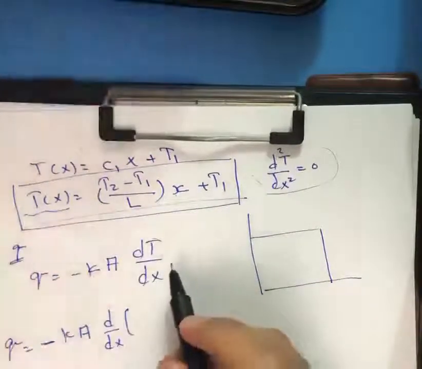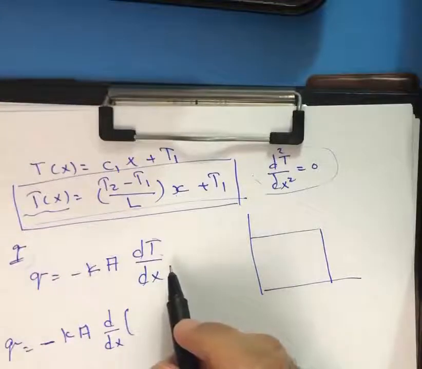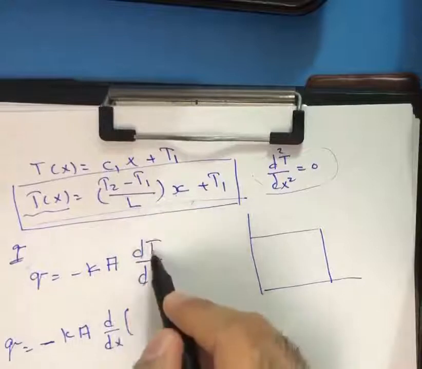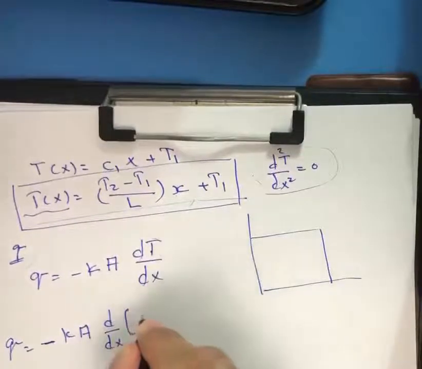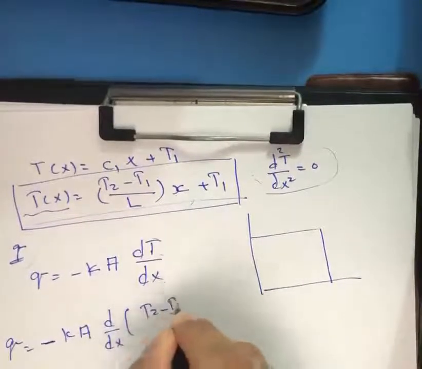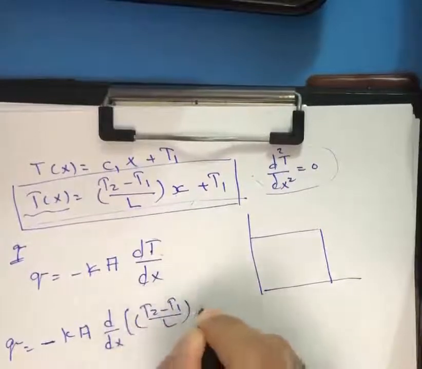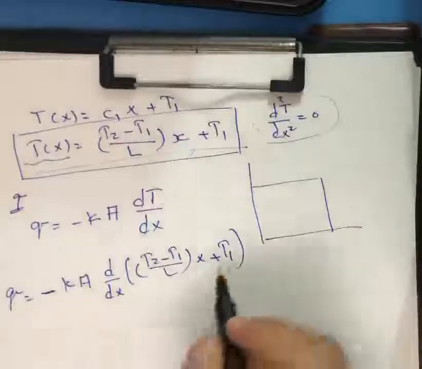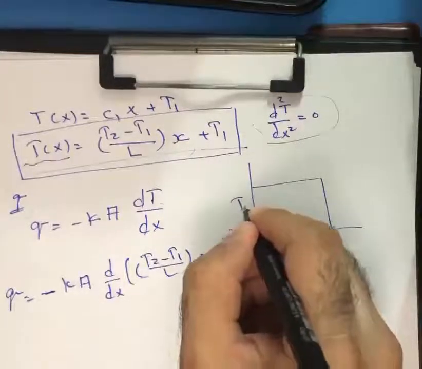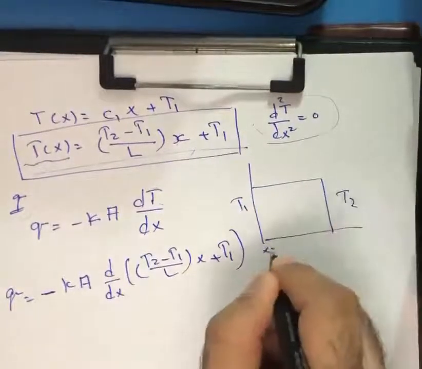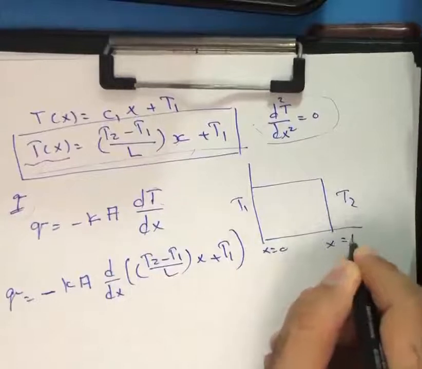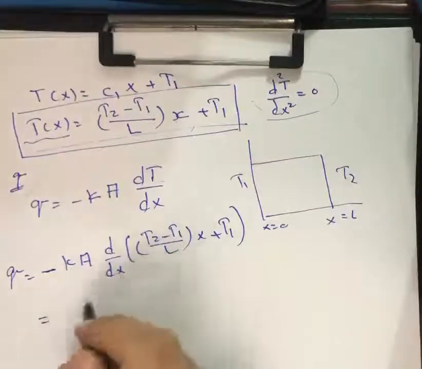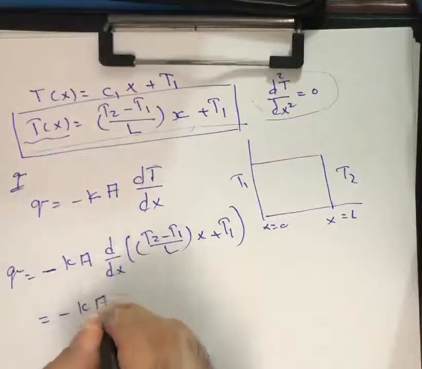So I will substitute this equation here. Here I have T2 minus T1 divided by L multiplied by x plus T1. Now this is T1 and this is T2. Here x equal to 0, x equal to L. And this can be derived easily, so minus K A.